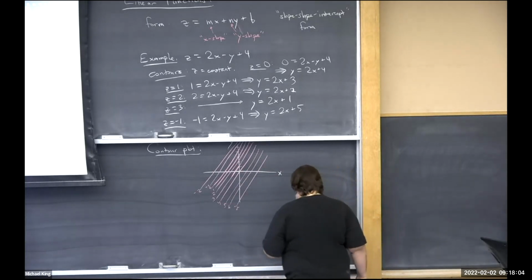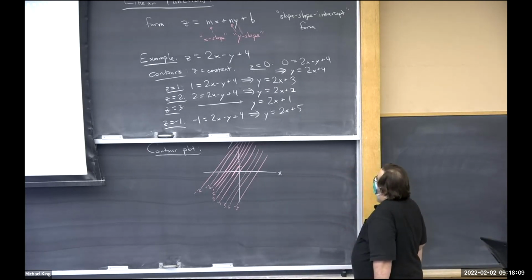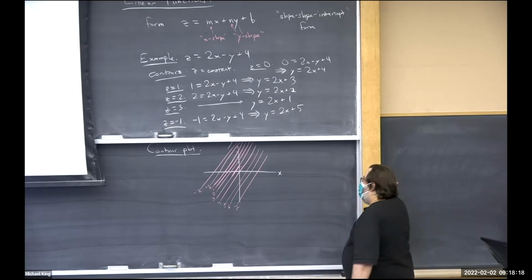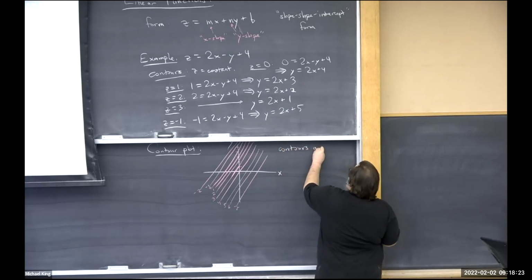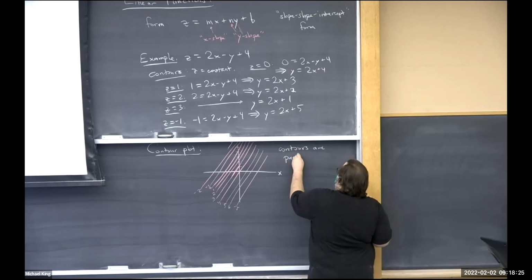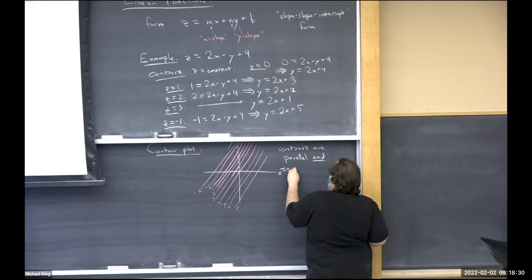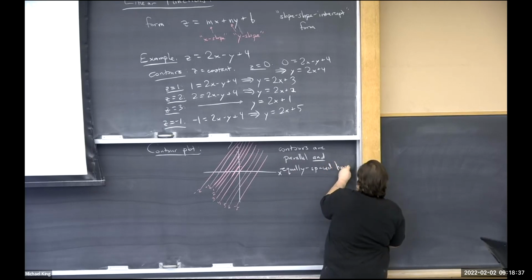The big thing to notice, the qualitative statement I want to make, is that the contours are parallel and equally spaced lines, right? Parallel, and it's important to say this, equally spaced lines.